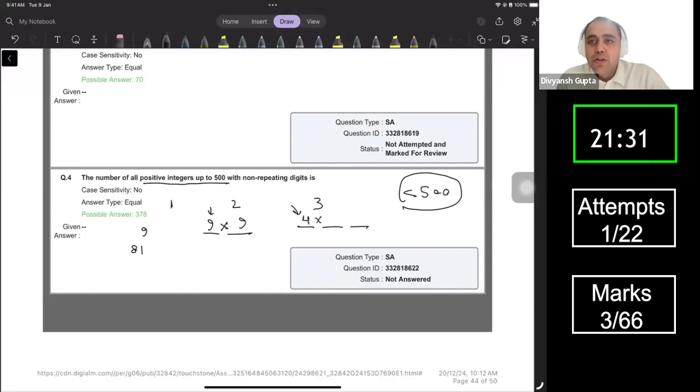On the tens place, you will have how many options? All the numbers from 0 to 9 are allowed in the tens place, apart from the one that you will have picked to be part of your hundreds place, which means you will have 9 choices here and you will have 8 choices here. So this will give you 4 into 9 into 8 choices. That is 72 into 4. That is 288. So this sum will give you your answer. That is 90, 288, 370, 378 is your answer.